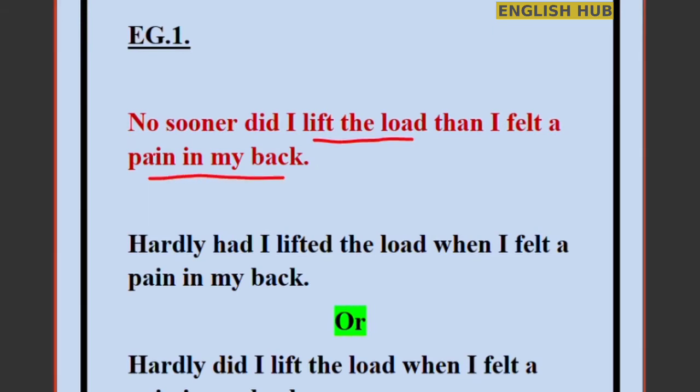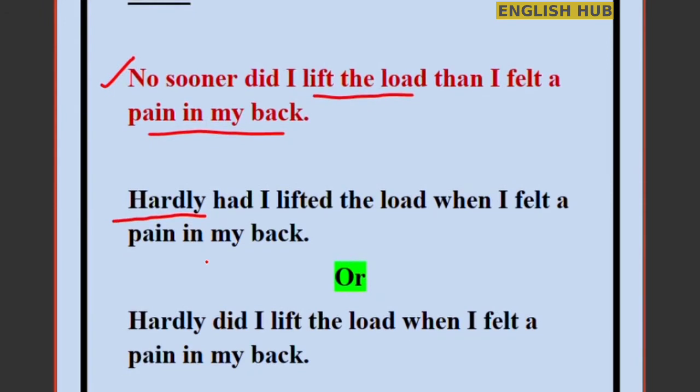Okay. Now I have written the sentence with no sooner and you are told to begin the sentence with hardly. How will you frame this sentence? Hardly had I lifted the load. This is similar to the no sooner sentence only. Either you add had or you add did. Both the sentences are correct. If you use the word had as the helping verb, then you write the third form of the verb, that is the participle form. Hardly had I lifted the load when I felt a pain in my back.